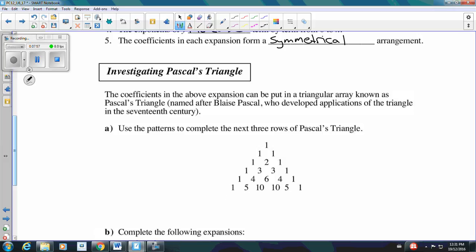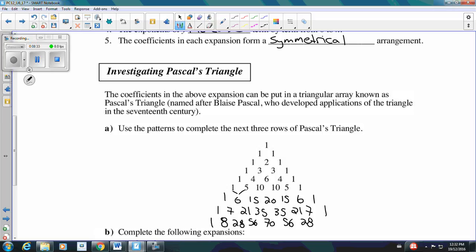So remember, we said the outside was 1, then we start adding these things up. So 1 and 5 is 6, 5 and 10 is 15, 10 and 10 make 20, then it's symmetrical, so it keeps going. So we want the next 3 rows. So that was 1, that's 2, and we can keep going. 1, 8, 28, 56, 70, 56, 21 and 7 is 28, 7 and 1 is 8, and then our outside is a 1.